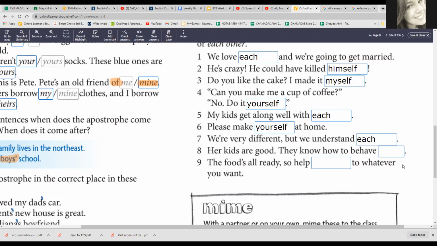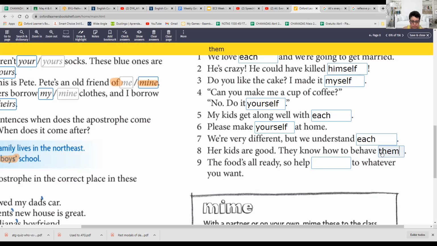Yourself. Himself. So here, look, I'm talking about her kids, okay? Themselves, all right. I'm talking about them. So they know how to behave themselves, right?